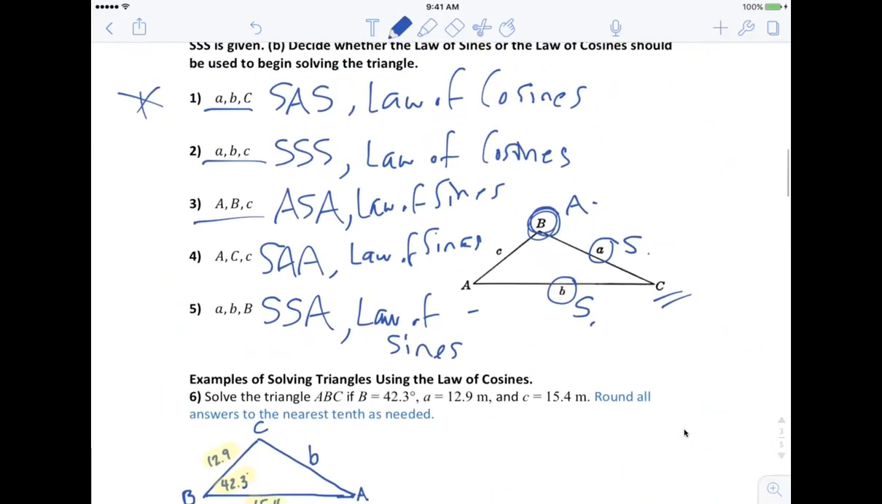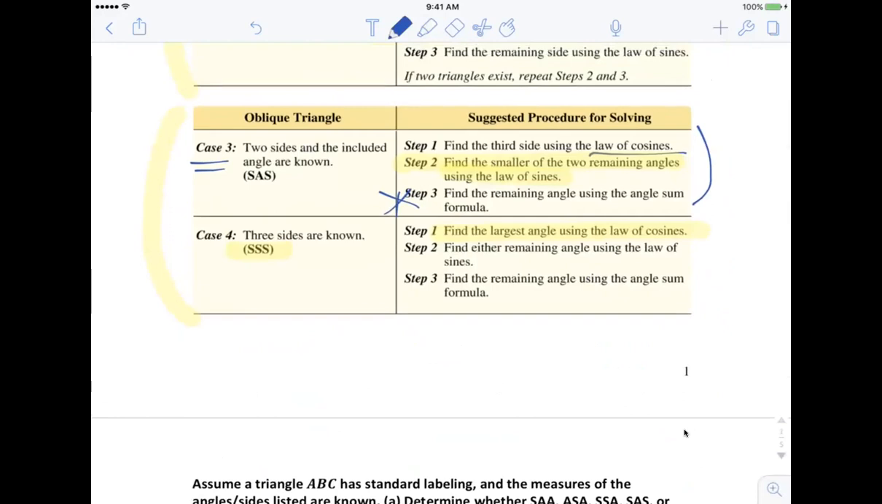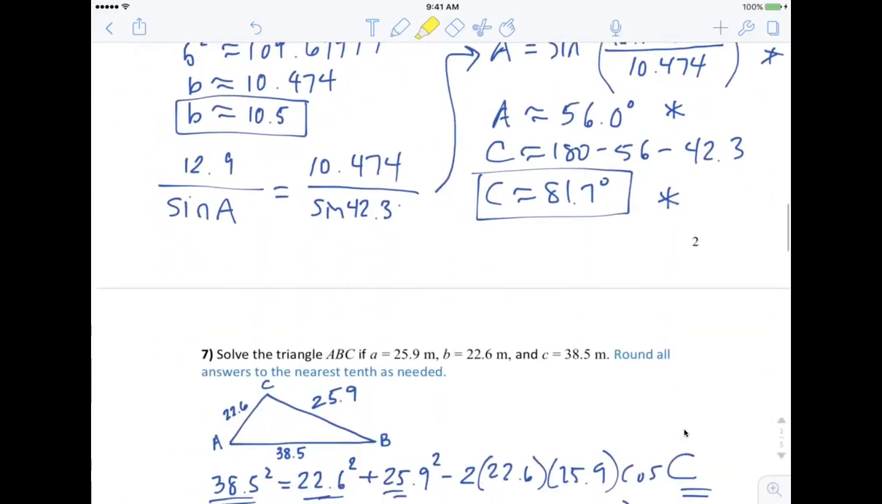Next, back up to my steps for the side-side-side case. Find the remaining angle using the law of sines. Now it doesn't matter. We've got the obtuse angle, 104 is obtuse, so the other two angles are going to be acute. Doesn't matter which one you find next. And then you'll use the 180 rule to get that third angle. Okay, so we're good to go here.